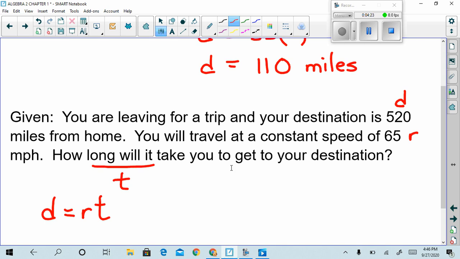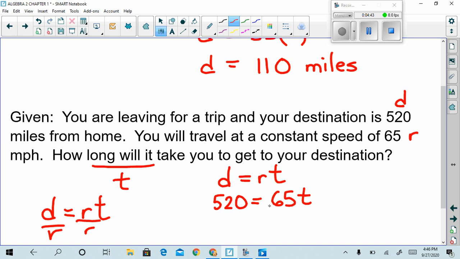But for this particular problem, you would think about putting in what you know. We know our distance. We know our rate. What we don't know is our time. So again, as I mentioned here, to get the time, I'm going to divide both sides by r. So I'll divide by the rate on both sides. And that's going to tell me how long it's going to take me to get to my destination. Again, I'm going to take my 520, which is my distance, divide by the rate, and it's going to take me 8 hours to get there.